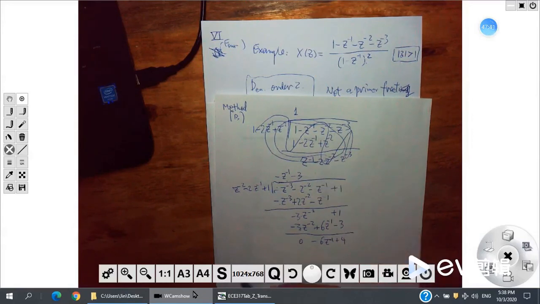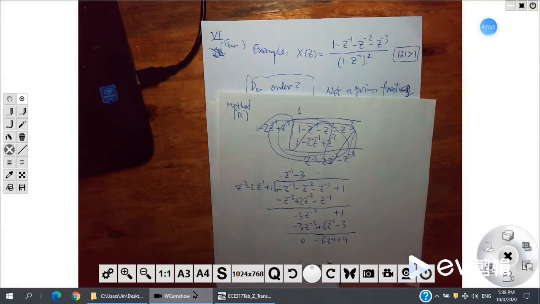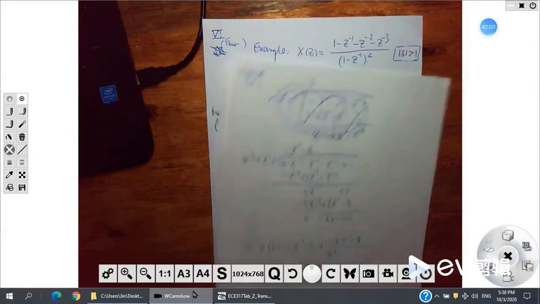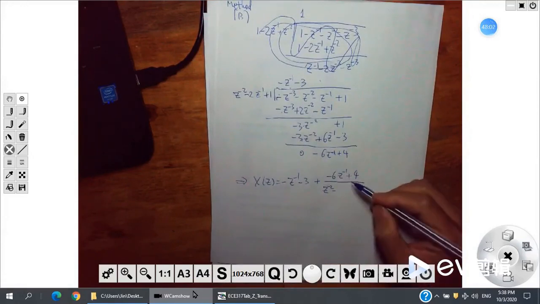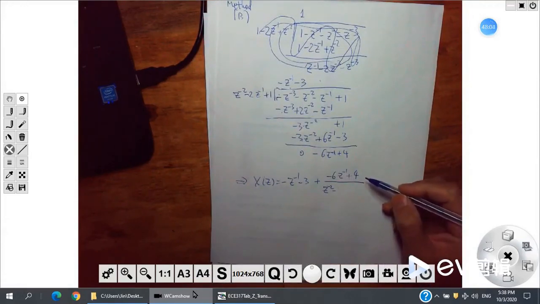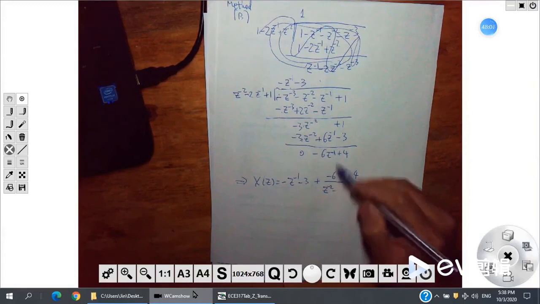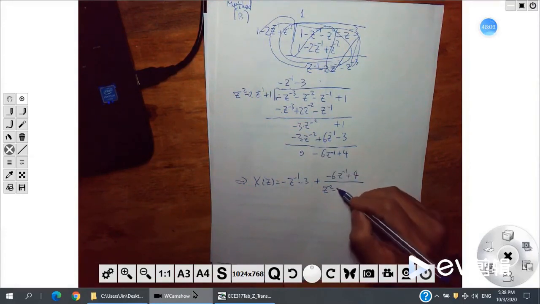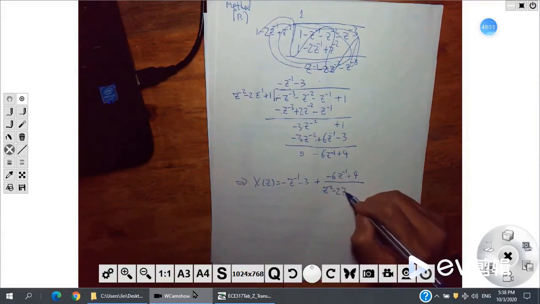So we have X(z) equal to negative z^-1 minus 3, plus negative 6 z^-1 plus 4, and z squared minus z negative square, minus z negative square minus 2 of z^-1 plus 1.